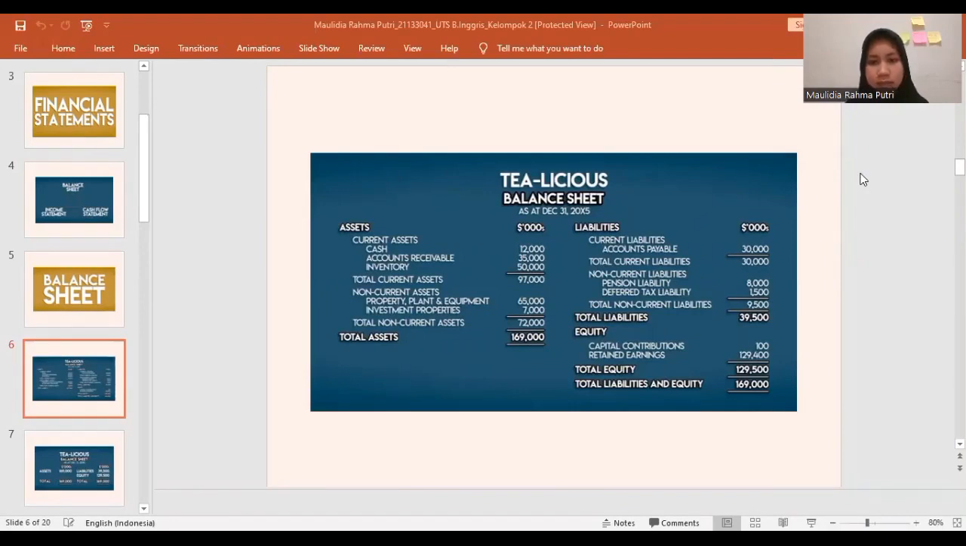Delicious owes liabilities to third parties like its suppliers, its employees, and the tax office. But it also owes equity back to the owners of the business. This includes their original capital contributions, which is the cash the owners injected into the business, and retained earnings, which are the cumulative profits that the business has held onto.